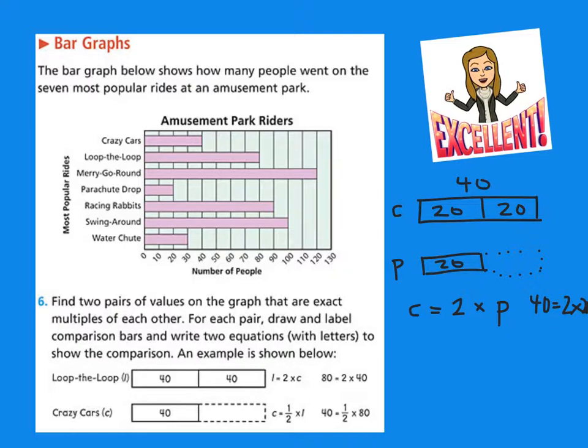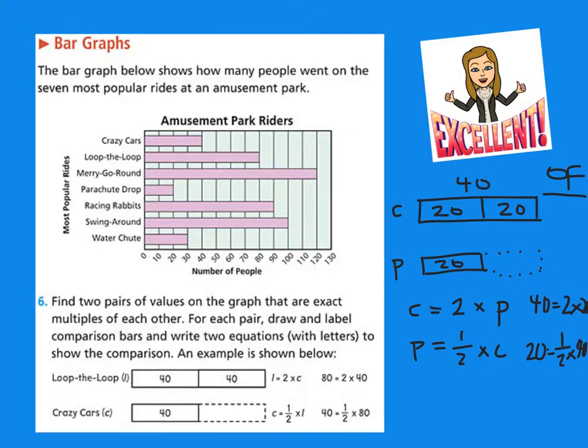I could also say the other way around, that the parachute drop equals 1/2 times the Crazy Cars, or 1/2 of the Crazy Cars. With numbers, that would mean 20 equals 1/2 times 40, or 1/2 of 40. Beautiful. I love that word of. It just makes so much more sense when you're thinking about fractions.